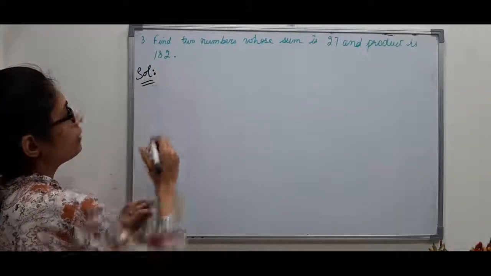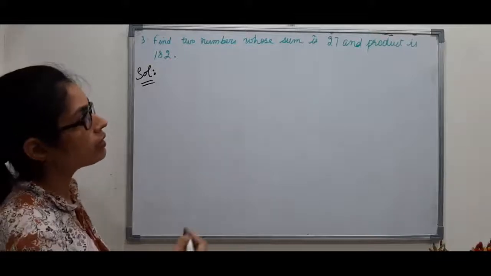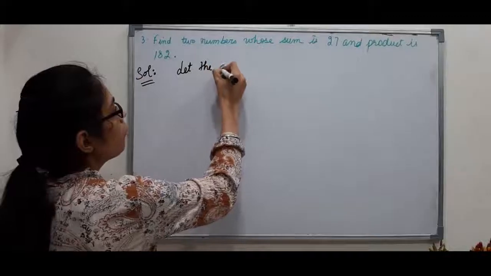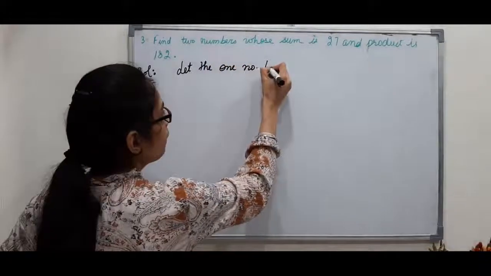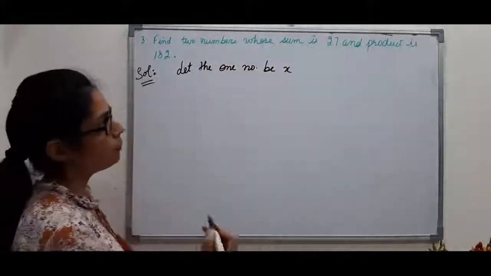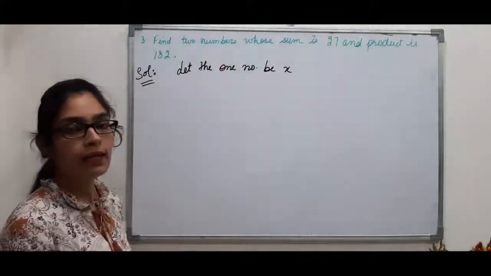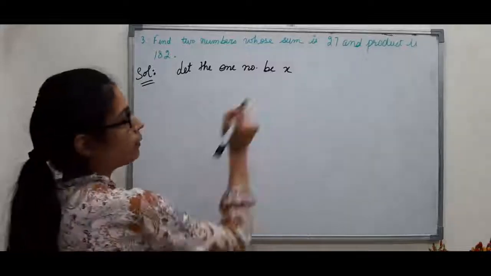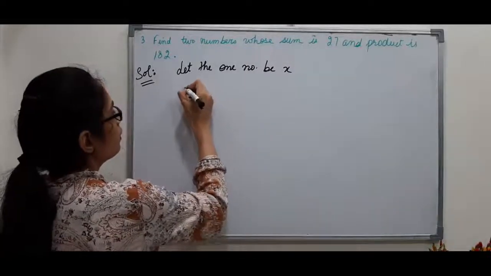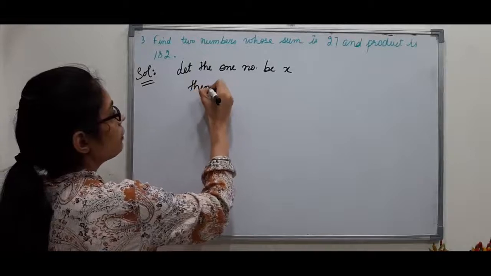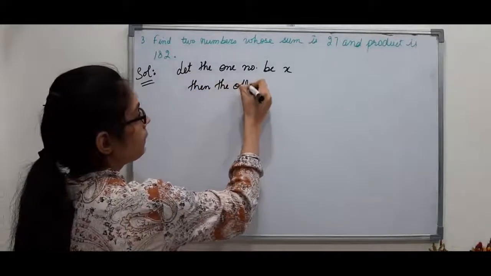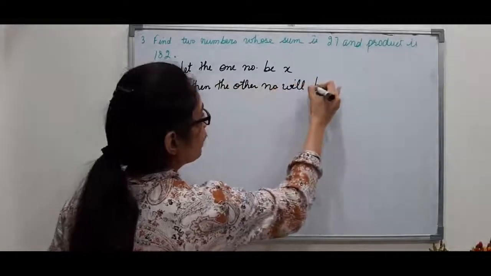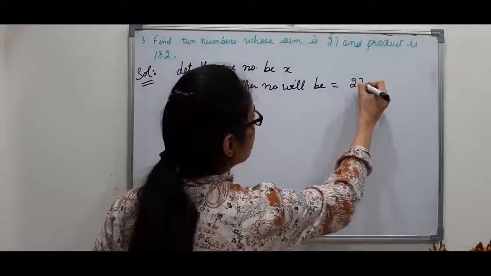So in order to make a quadratic equation, let us assume the number. Let one number be x. They are telling us the sum of two numbers is 27. See, if one number is x, then the other number will be equal to 27 minus x.